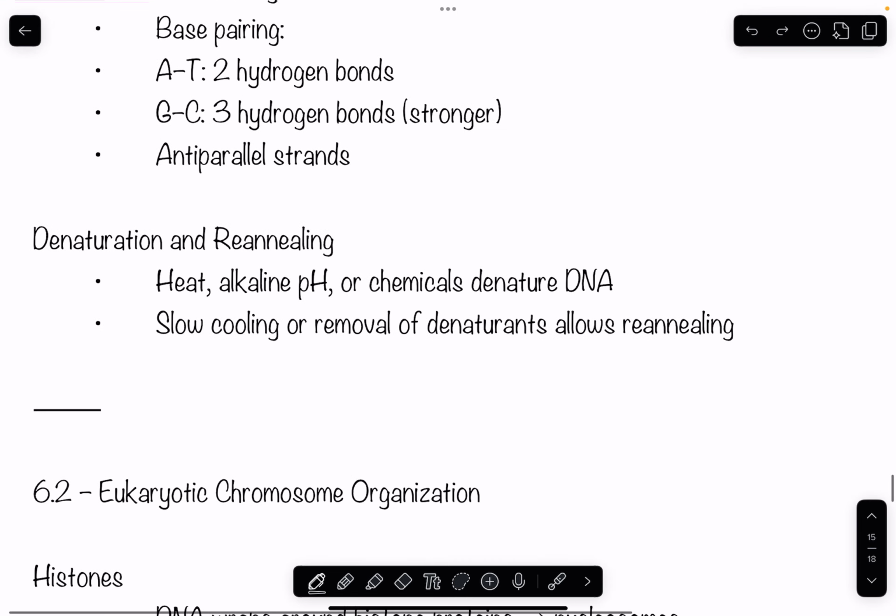Next, we need to talk about denaturing. Heat, pH, or chemicals denature DNA, but slow cooling and removal of the denaturants allows DNA to coil up. So when we say denature, think of it like we're going from something that's clumped up to something that's flat, right? And if you cool it, it gets clumped up again.